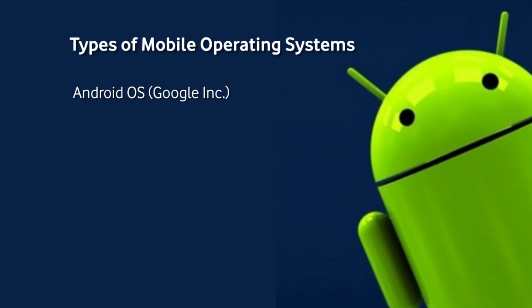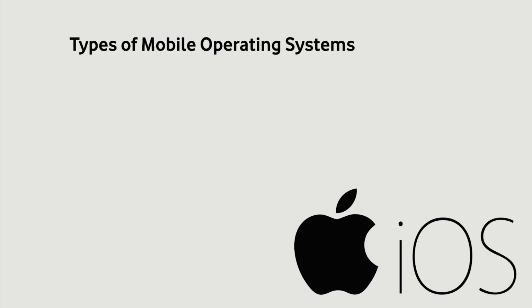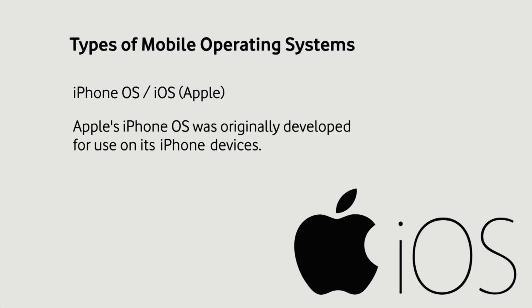So, Android operating system and the other is iOS operating system. These two are the operating systems generally used for mobile phones.